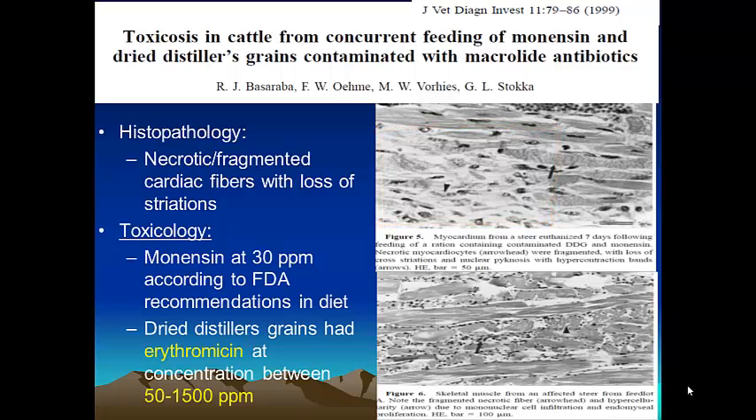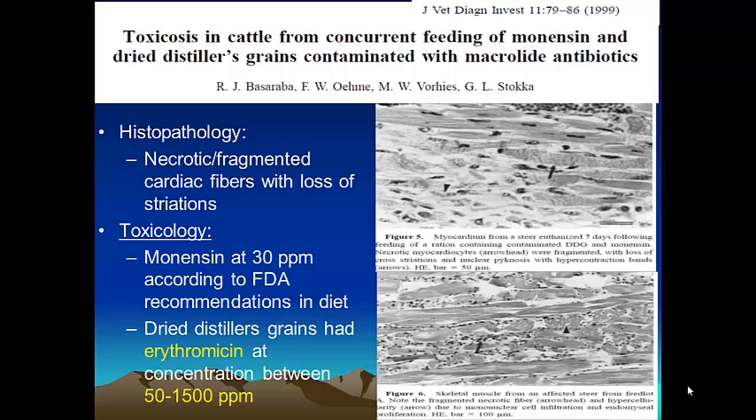So because monensin was in the differential list, they measured how much was being fed, and they found that concentrations were actually within the acceptable levels of 30 parts per million. But because this was such a high-profile case, they did gas chromatography and mass spectroscopy and high-performance chromatography altogether, which allows to detect thousands of chemicals at the same time. And they came up with erythromycin, and further analysis revealed concentrations between 50 and 1,500 parts per million in different parts of the dried distillers' grains.